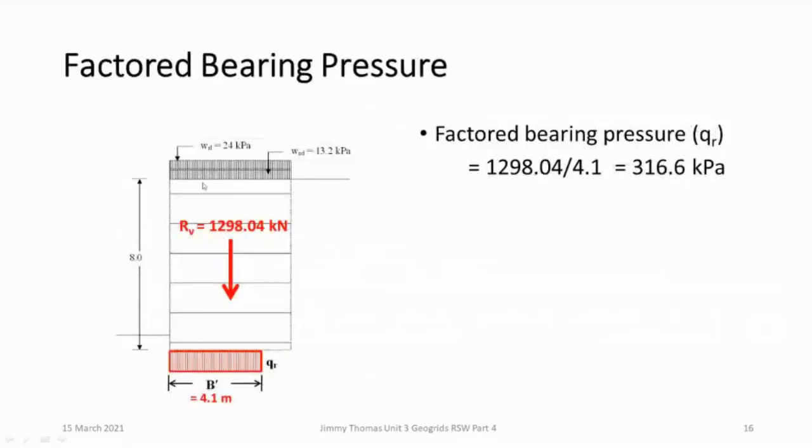So we put the RV max we had calculated. It is 1298.04. Then the effective width we had calculated is 4.1 meter. So our factored bearing pressure will be the RV divided by the effective width of foundation. So we get 316.6 kPa. So this is the factored bearing pressure.